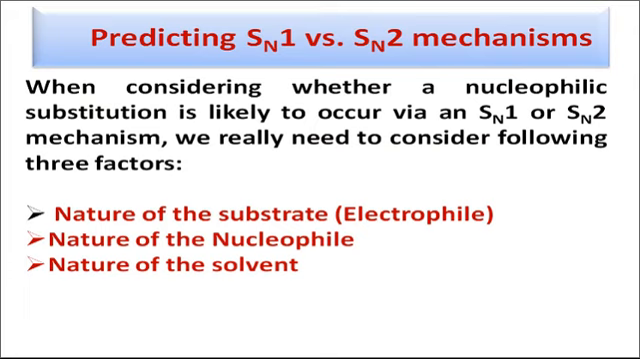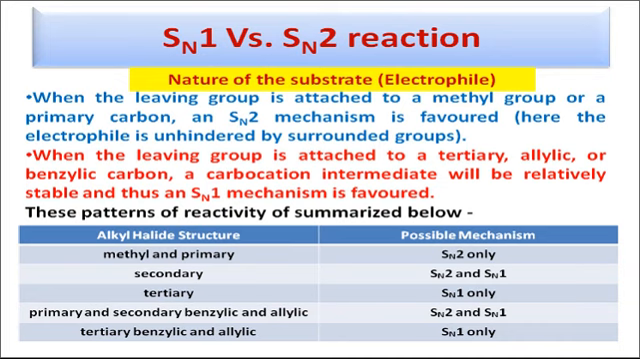When considering whether a nucleophilic substitution is likely to occur via an SN1 or the SN2 mechanism, we need to consider the following three factors. First is the nature of the substrate, second, the nature of the nucleophile, and third, the nature of the solvent. Let us discuss each of these factors one by one. First is the nature of the substrate, that means the organic molecule.